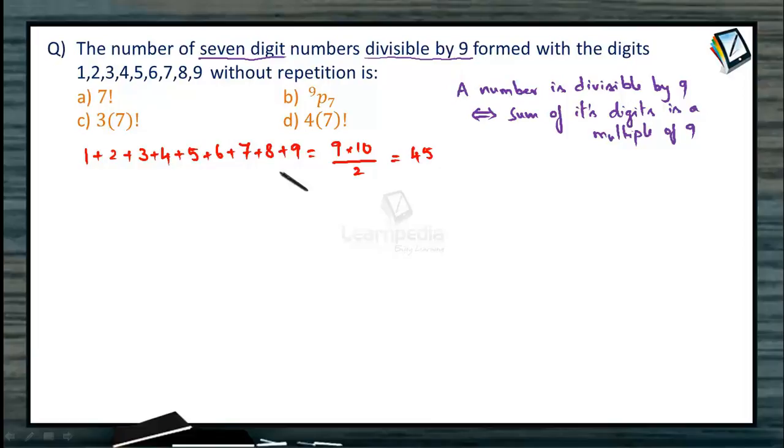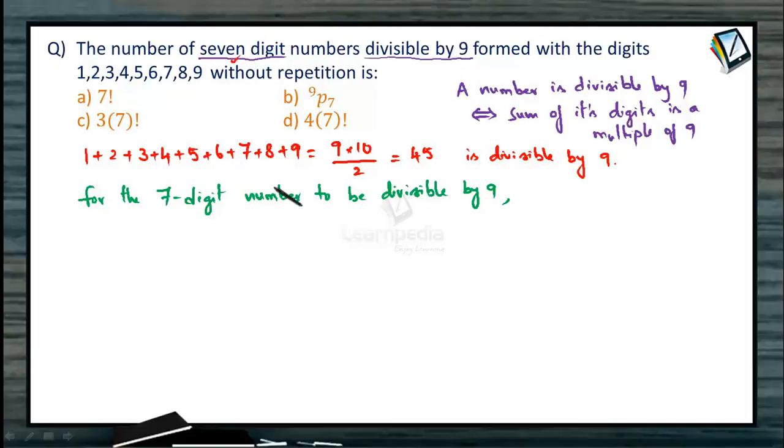If you observe, when all the 9 digits are considered, the sum comes to 45, and this number is divisible by 9. But we need to form only a 7-digit number, right? So what we need to do is reject 2 of these 9 numbers. The rejection should be in such a way that the remaining 7 digits have a sum divisible by 9. One important observation is, for the 7-digit number to be divisible by 9, the 2 numbers we want to reject must also give a sum of 9, because 45 is already divisible by 9.